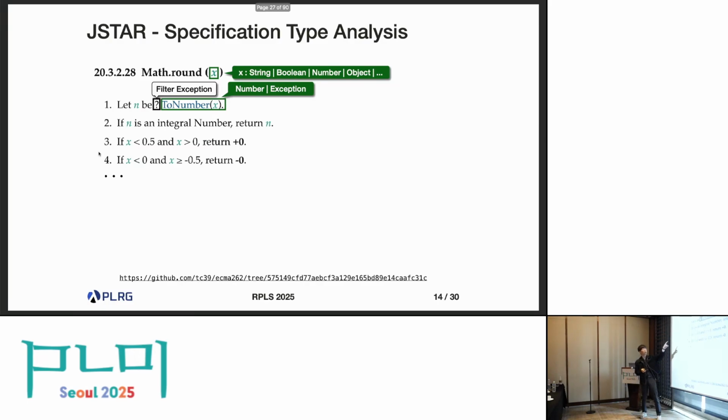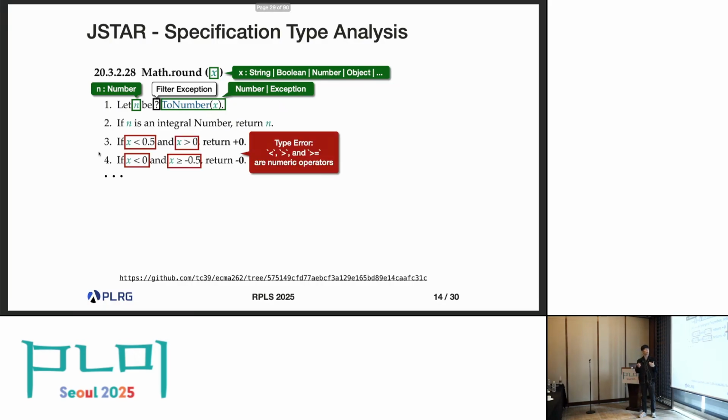But this question mark operator filters out the exception values. It means that if the return value of ToNumber is an exception, it directly returns to the caller. So now we have a number type. So the local variable n, the type is number. But let's look at steps 3 and 4. In this step, this algorithm compares the variable x with mathematical values 0.5 or 0, but it is a specification error because in the specification there is no meaning when comparing non-numeric values.